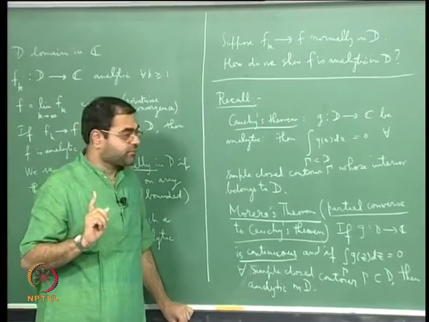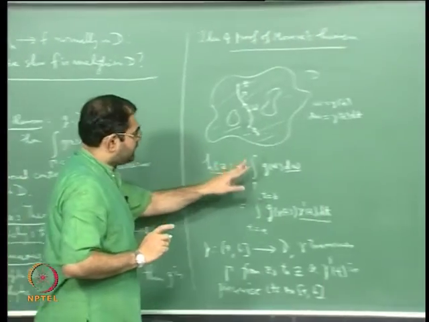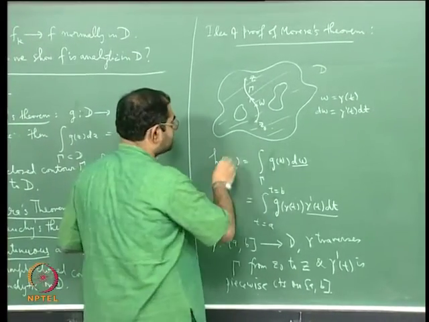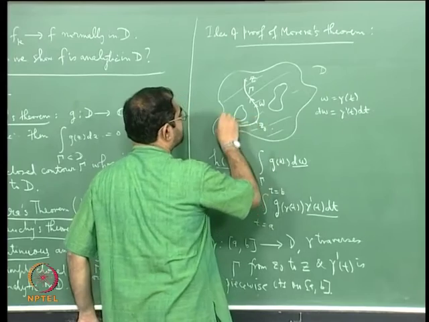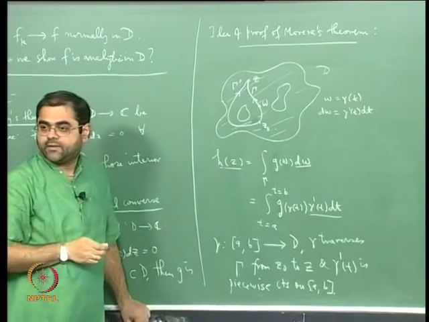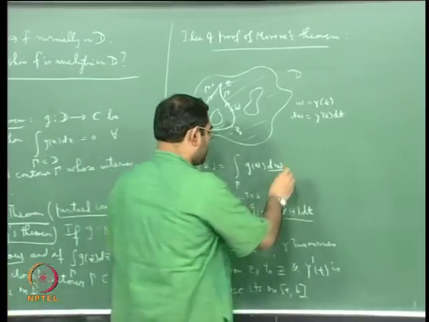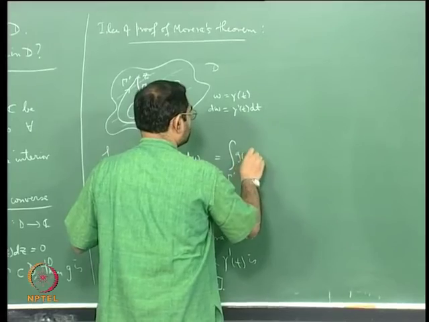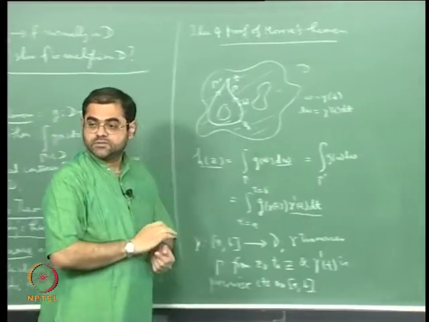It's already assumed to be continuous. So I look at this integral. And the fact is that this doesn't depend on gamma, because if I took some other path, gamma prime, this will also be equal to the integral over gamma prime of g(omega) d omega. This will also be true.